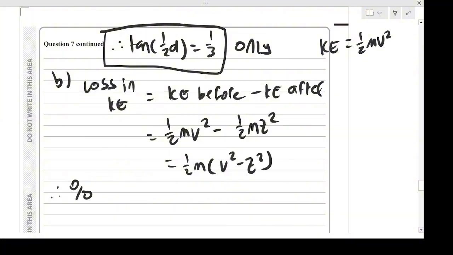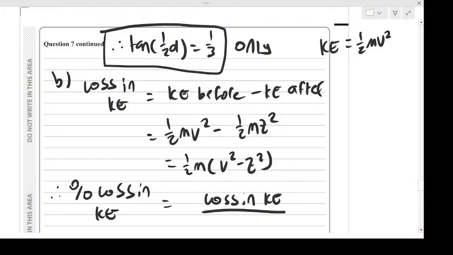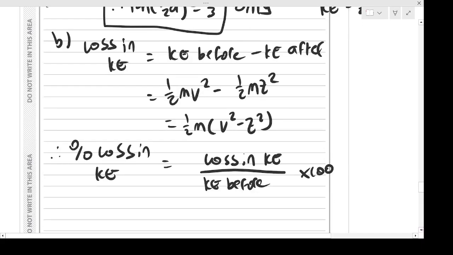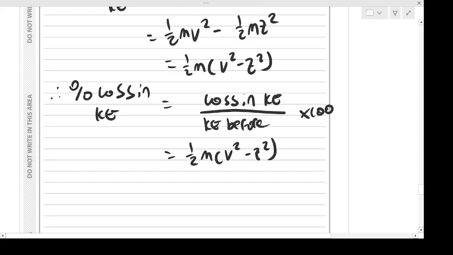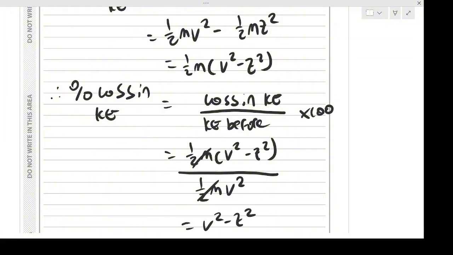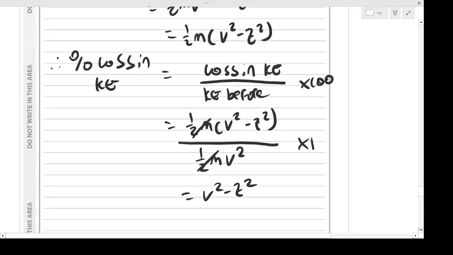Therefore, the percentage loss in energy is going to be, well, the loss in kinetic energy out of the total energy we have, which is going to be the energy we had at the start, right? So the kinetic energy before, then times by 100 to get it as a percentage. And so I could substitute my results in. So loss in energy, we worked out to be a half m v squared take away z squared. And the kinetic energy before was half mv squared, right? Because v was my initial speed. And actually that cancels quite nicely to get v squared take away z squared over v squared times 100.